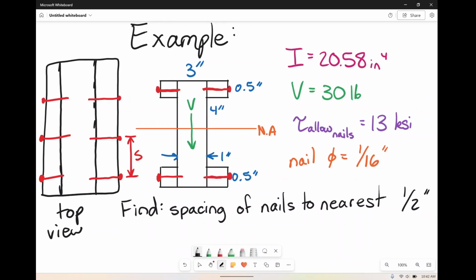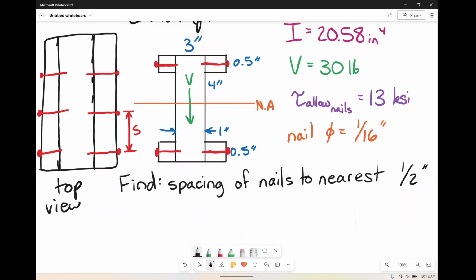So we have our dimensions for it. The problem does give us the moment of inertia about that neutral axis, and that's 20.58 inches to the 4th. We have a shear force across the face of the member of 30 pounds, and they give us an allowable shear stress of the nails, and that's 13 ksi. And we also have a nail diameter of 1/16 of an inch.